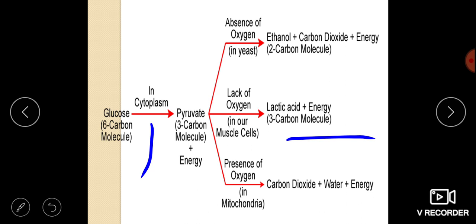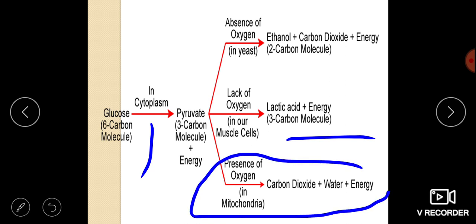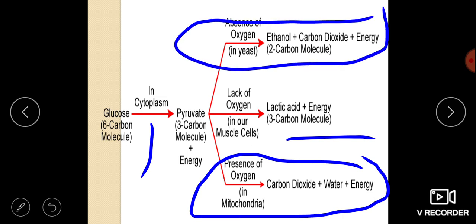Now, when the pyruvate is formed, this pyruvate is further broken down in the mitochondria and in the presence of oxygen, this pyruvate is completely broken down into carbon dioxide, water and energy. Whereas in the case of yeast, in the absence of oxygen, it is converted into ethanol, then carbon dioxide and energy.